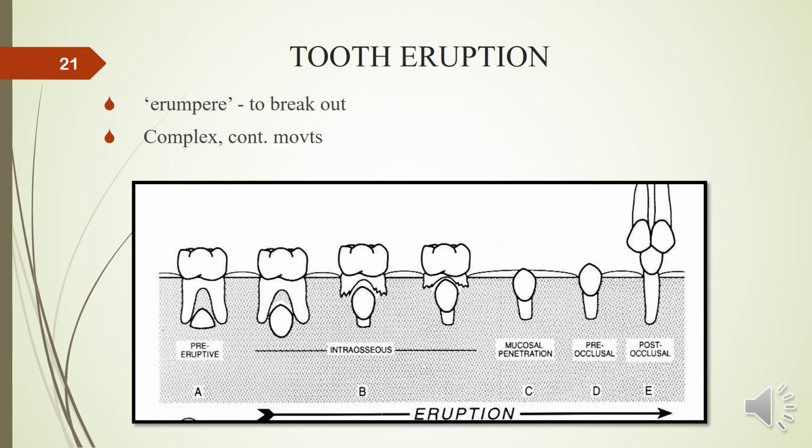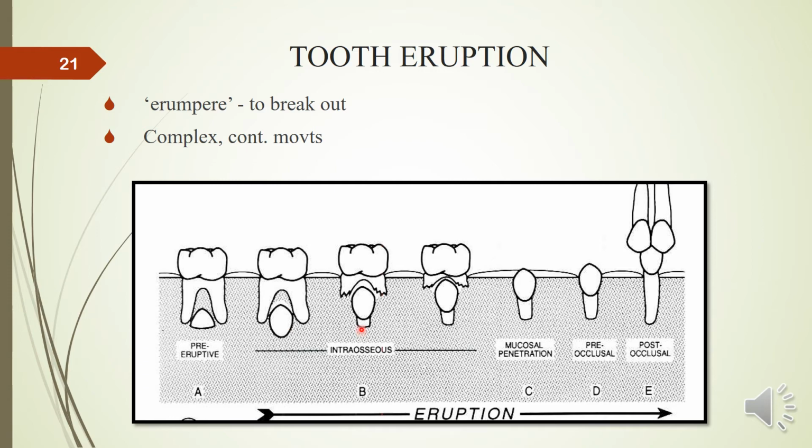And when we talk about tooth eruption, it is very important for us to remember that the tooth erupts in stages. You have the pre-eruptive stage, where the tooth is still developing, and this is an example of a premolar developing under a molar. This pre-eruptive stage goes on and has an intraosseous life.